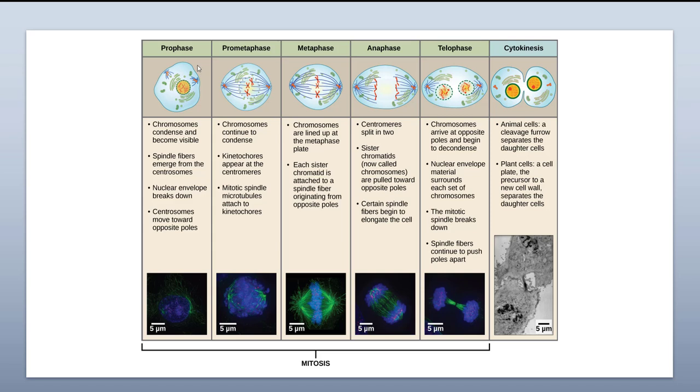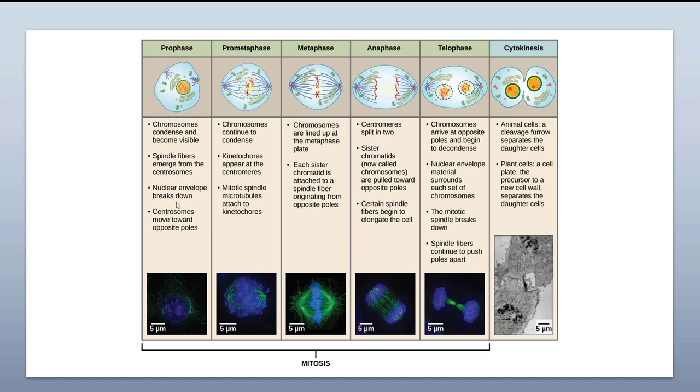So here is our cell. And if you take a look, the nucleus is still intact. Okay, so you can still see the nuclear envelope present, but it's starting to break down. Over here you can see it's completely intact, but over here it's starting to break down. So that's one thing that's happening in prophase. The nuclear envelope is breaking down.